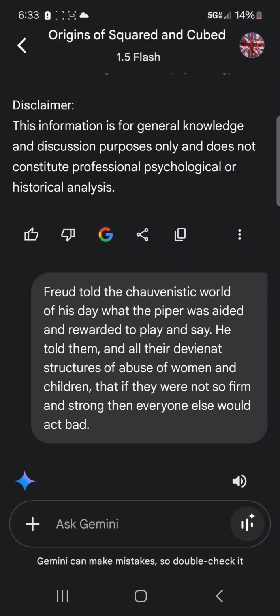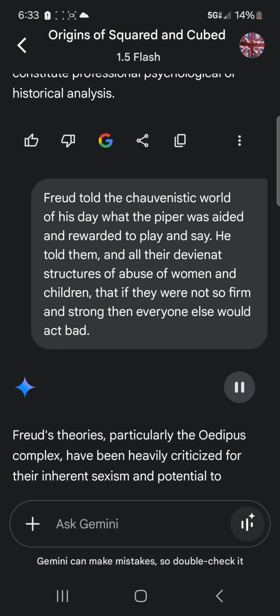Freud told the chauvinistic world of his day what the piper was paid and rewarded to play and say. He told them and all their deviant structures of abuse of women and children that if they were not so firm and strong, then everyone else would act bad.